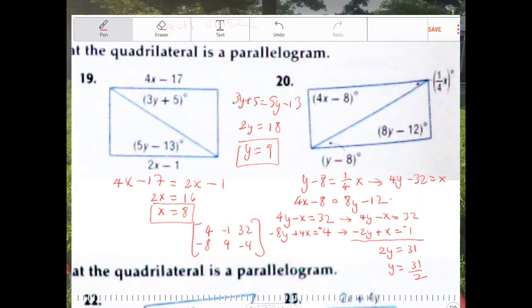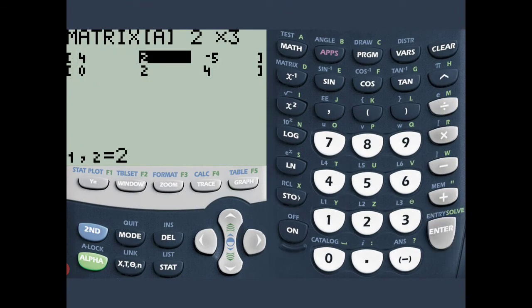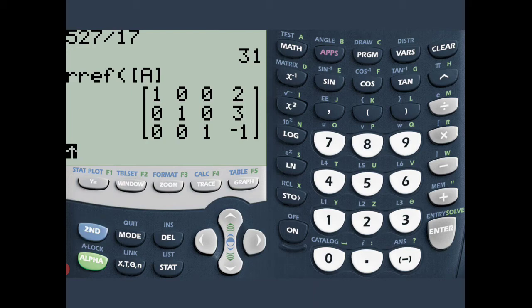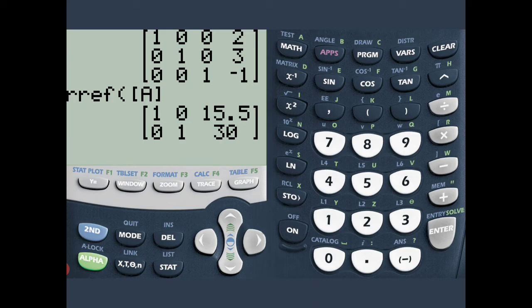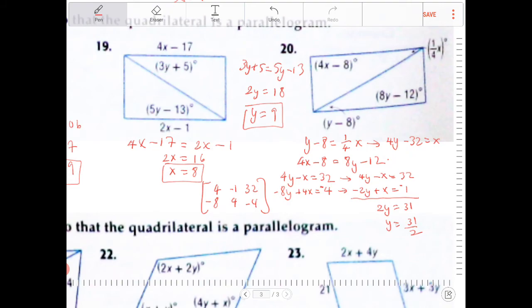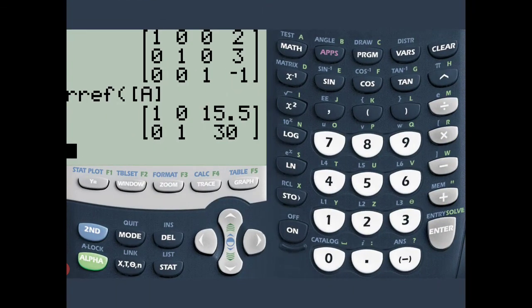So 4, negative 1, 32, and then negative 8, 4, and negative 4. I'm going to be repeating this, so I press second enter. I end up with 15.5 and 30. So I didn't do anything wrong. See, I keep on second guessing myself. So y is equal to 31 over 2, which is 15.5. And what is x? Well, I solved it already, right? So x turns out to be 30.